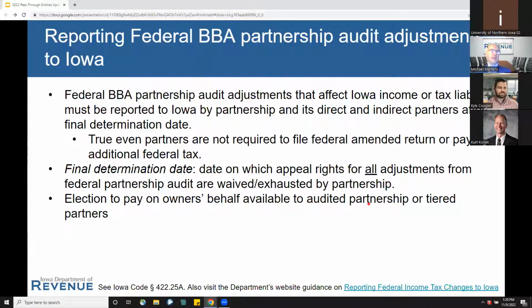So the final determination date of the federal audit is defined as the date on which all appeal rights for all adjustments related to the federal partnership audit have been waived or exhausted by the partnership. So it's really the date when all of the adjustments related to the partnership audit have been finalized by the IRS and the taxpayer and are no longer subject to any further appeal.